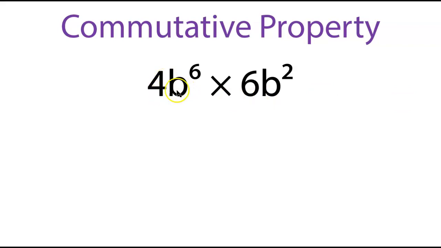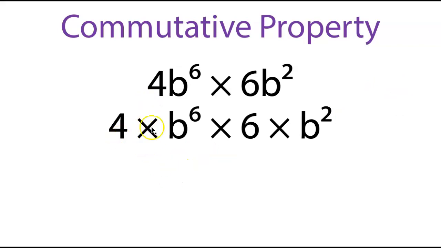Now let's do it with something more complicated and exciting. Here we have 4b to the 6th times 6 times b squared, right? And first we're just going to go ahead and do a bit of multiplication. We're going to break this up a little. So 4 times b to the 6th times 6 times b squared. Okay? So, multiplication form for those two terms there.